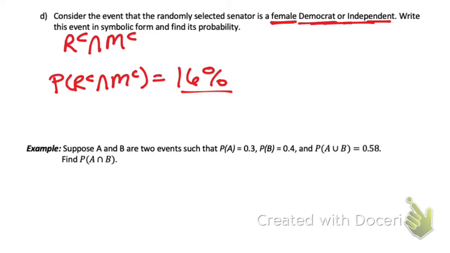Suppose events A and B are 2 events such that the probability of A is 30%, or 0.3. The probability of B is 0.4, or 40%. The probability of A or B is 0.58. What is the probability of the overlap?